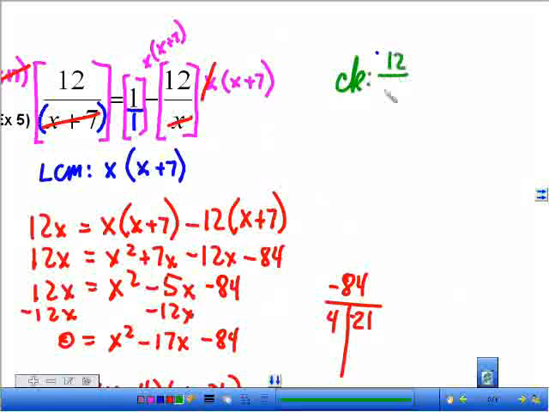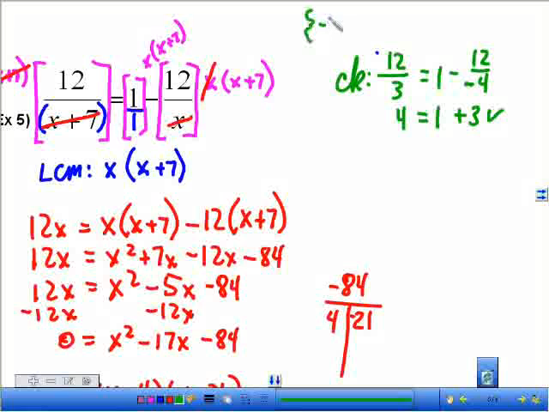So 12 over the negative 4 we'll do first. So negative 4 plus 7 is 3. Negative 4, x is negative 4. Let's see what we've got. 12 over 3 is 4 equals 1 plus 3. That one works, so negative 4 is one of our answers.